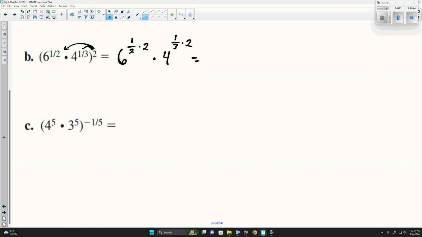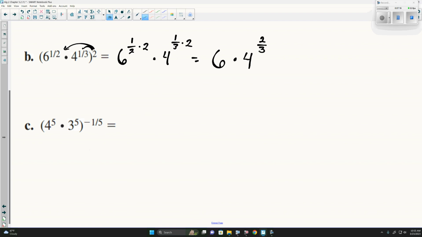Our power of a product of a power. For the 6, we're going to do 1/2 times 2, and 1/2 times 2 is 1. So we can just leave it as 6 times 4. 1/3 times 2 is 2/3.